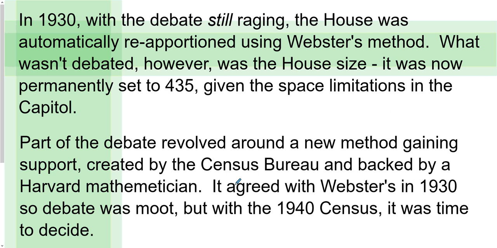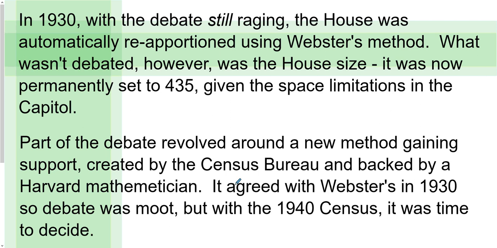So the first test of that happened in 1930. They're still discussing this, by the way, but in 1930, no new discussions, no new methods coming up, so the House was automatically reapportioned using Webster's method. And the reason why they were able to finally set this was because the House size, as part of this bill, was set to 435 for good.